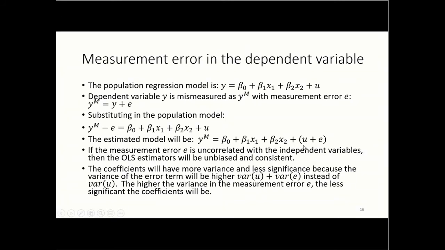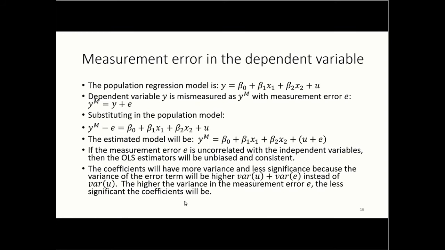The only thing that would happen here is that because now we have these two errors, the coefficients will have more variance and therefore less significance. So the variance of this error term here would be the variance of u plus the variance of v, the measurement error, instead of just the variance of u. And so with higher variance in the measurement error, there will be less significant coefficients.